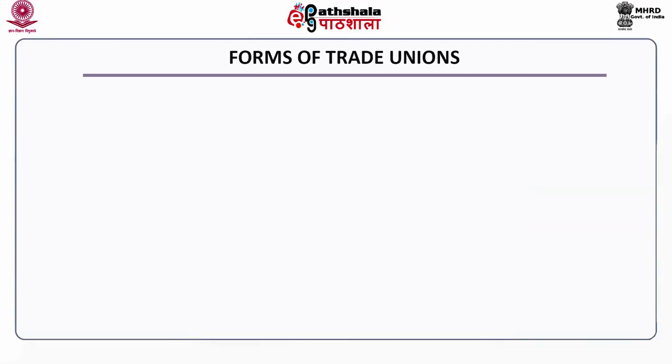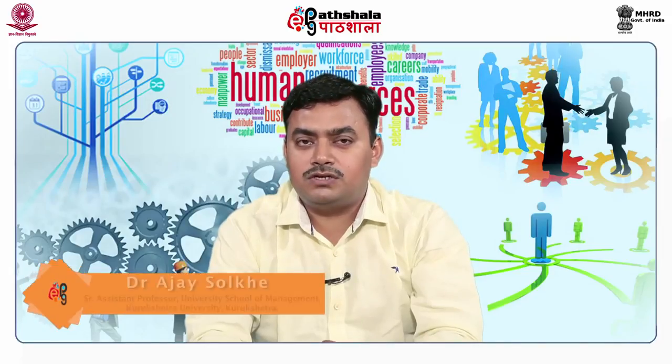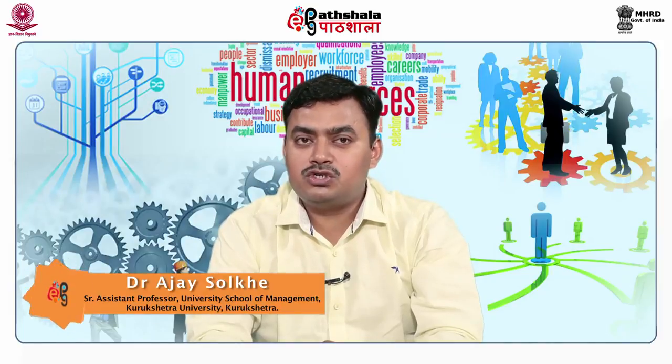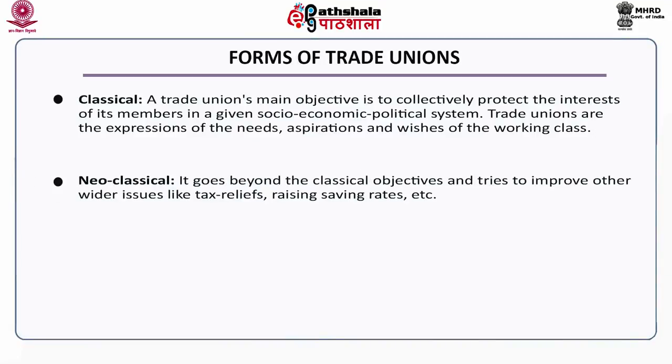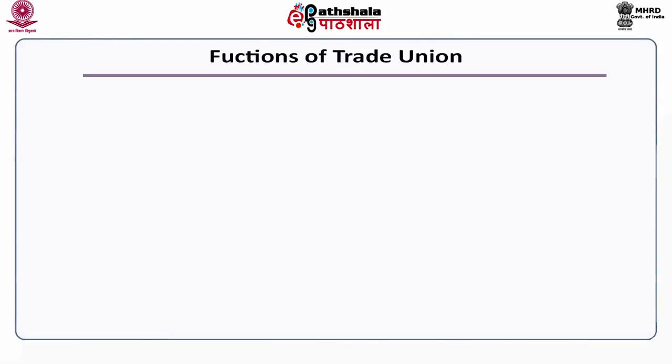With regard to the forms of trade unions, first of all we have the classical trade unions. A trade union's main objective is to collectively protect the interest of its members in a given socio-economic political system. Trade unions are the expressions of the needs, aspirations and wishes of the working class. Secondly, we have neoclassical unions. They go beyond the classical objectives and try to improve other wider issues like tax reliefs, raising saving rates, etc. Then there are revolutionary unions, which seek revolutionary change in the system, establishing the rule of the working class even through violence, use of force, etc.